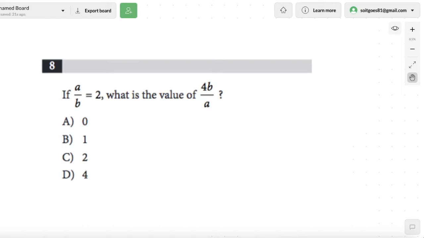Take a wild guess what strategy we're going to use to find the right answer. Probably just plugging values. We're going to plug in values in place of the variables. Absolutely. So I need a value for A and a value for B that we're going to plug in, right? Because we're trying to find the value of this 4B over A. I need a value for A, a value for B. So give me a value for A.